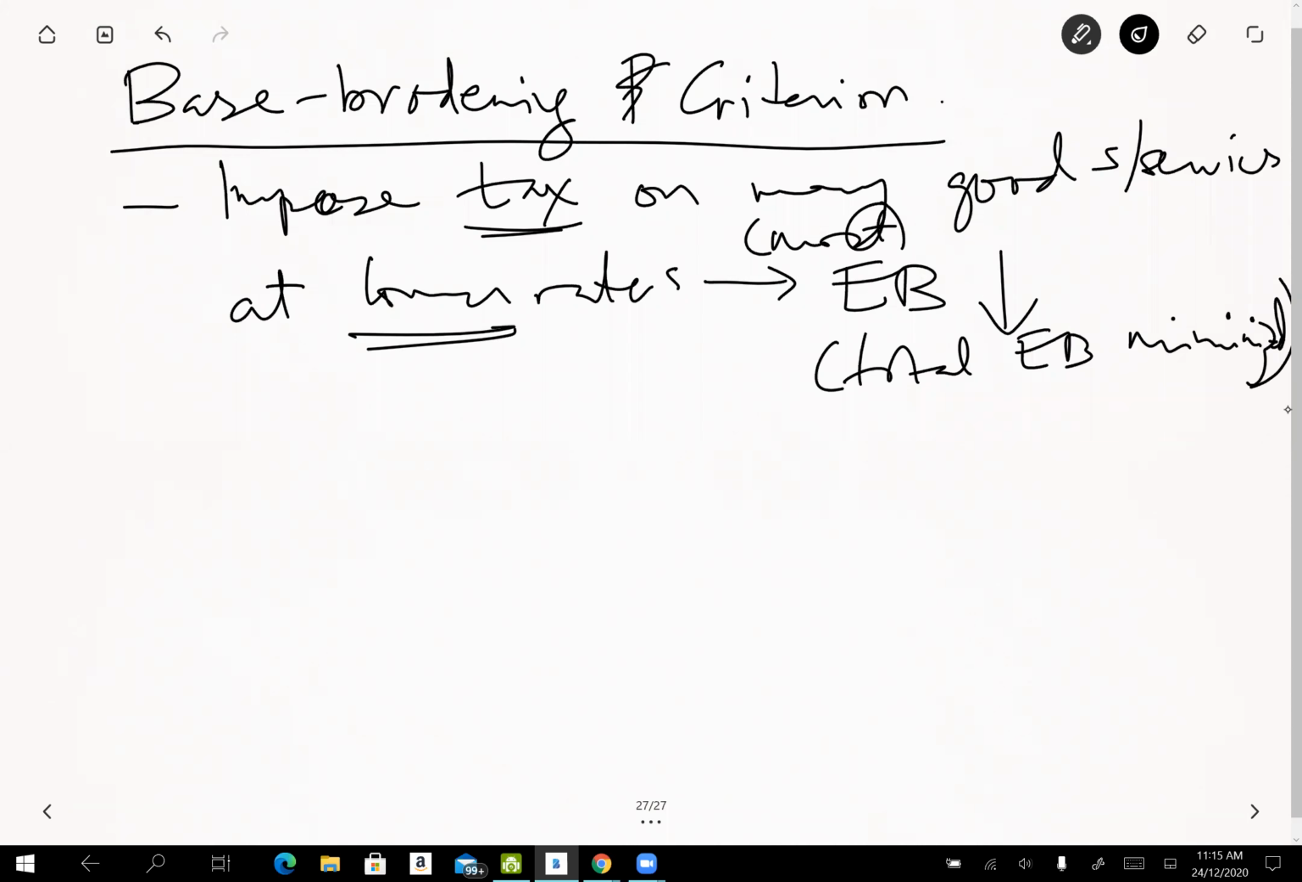So these are the two principles. This is principle number 2. That was principle number 3. Number 1. Sometimes you can use both. You can be efficient, and at the same time you just tax as many goods as possible in the market at lower rates. So that is the criteria.